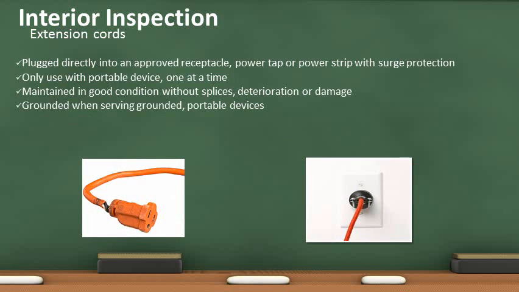Extension cords are for temporary use with portable appliances only. When the portable device being powered is grounded, the extension cord shall be grounded as well. Extension cords must be plugged directly into a wall outlet or power strip with surge protection and may power only one portable device at a time. The photo on the left is a good example of which should not be in use.